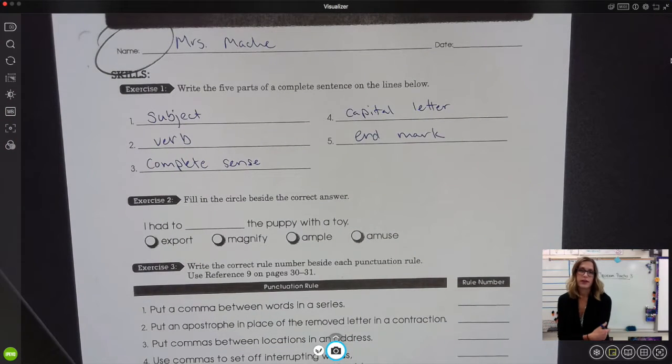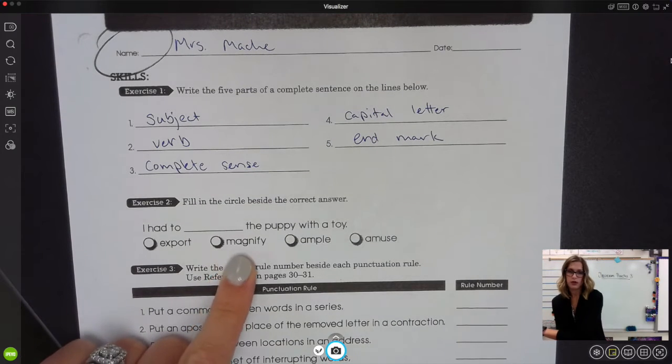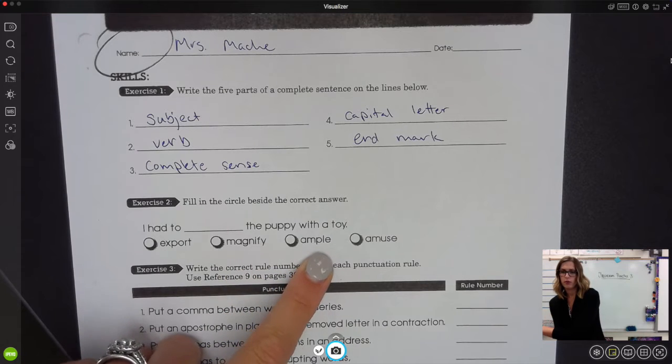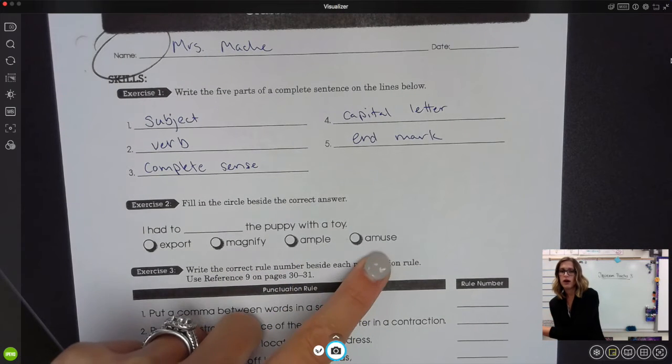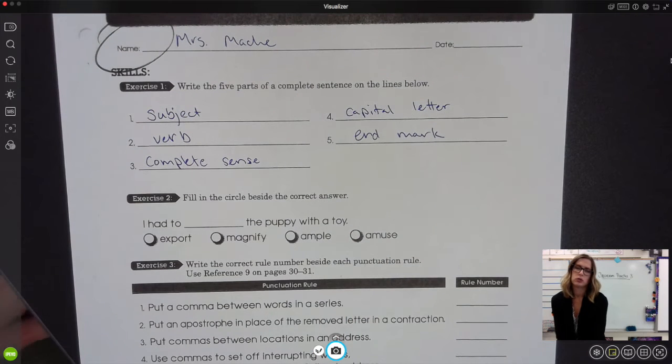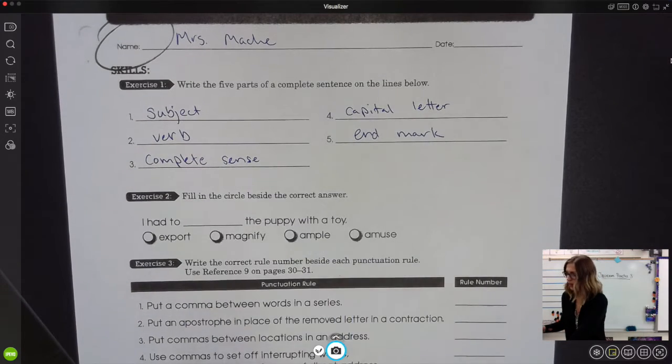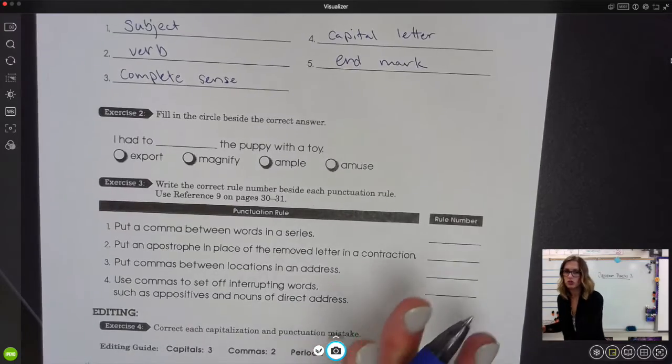Exercise 2 was reviewing our vocab that we've learned. Last week we wrote an amusing story. That was a funny story. Let's see which word fits in here. I had to blank the puppy with a toy. I had to export the puppy with a toy. I had to magnify the puppy with a toy. I had to ample the puppy with a toy. Or I had to amuse the puppy with a toy. Which one makes sense? Whichever one makes sense, you're going to fill in the letter, and then that'll be it for exercise 2.